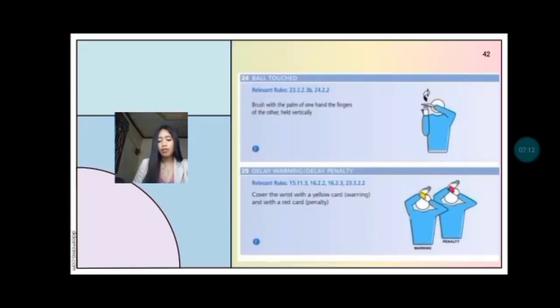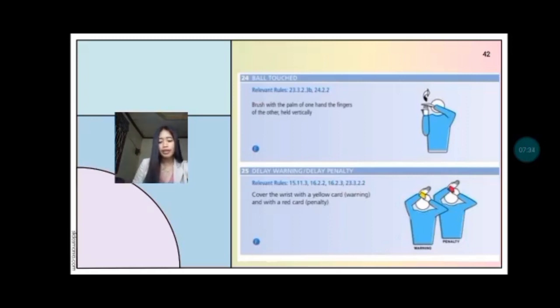Next one is the ball touch. Ball touch indicates that the ball is out of bounds after contacting a player, or 2 players on the same team contact the ball simultaneously. Brush with the palm of one hand the fingers of the other held vertically.